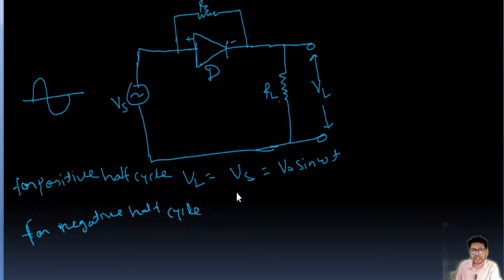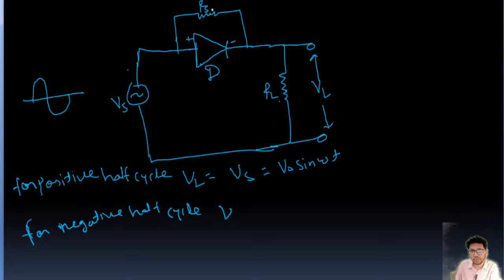For the negative half cycle, understand here, this is negative and this is positive, so the diode is reverse biased. Reverse bias means the diode will work as a broken wire.